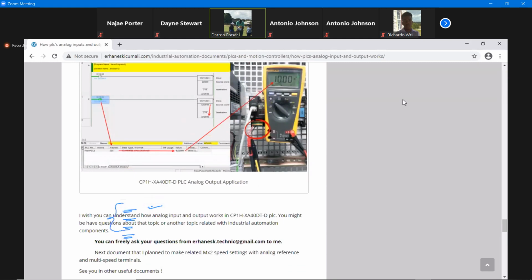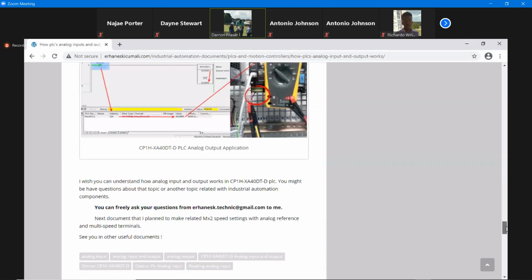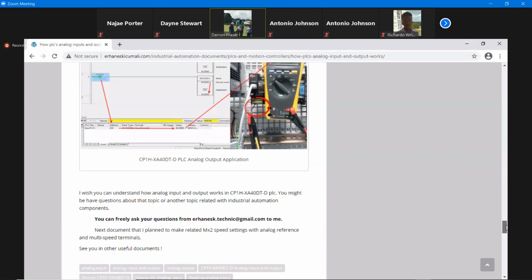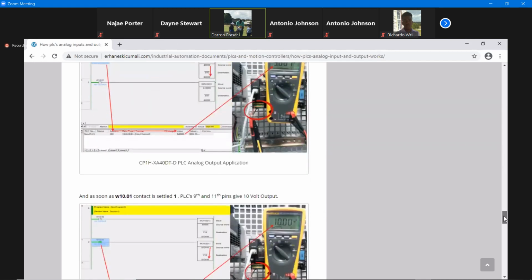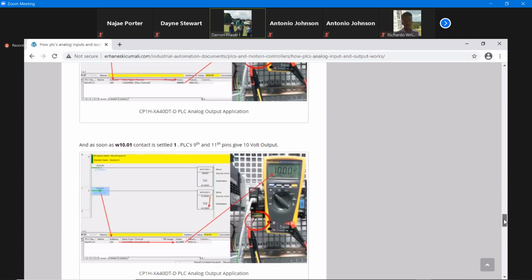I'm going to send this document to the group as well. I keep on promising to send documents and I don't send them. But I was without the phone, so I was without WhatsApp for a little while. More than a week.